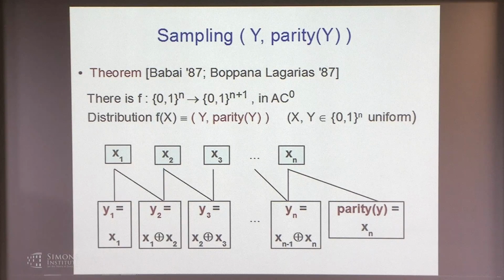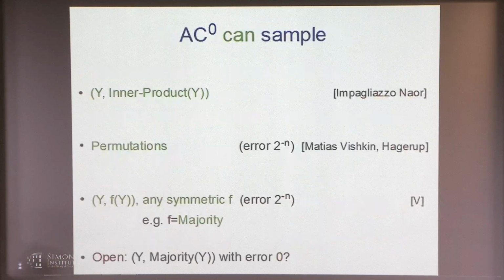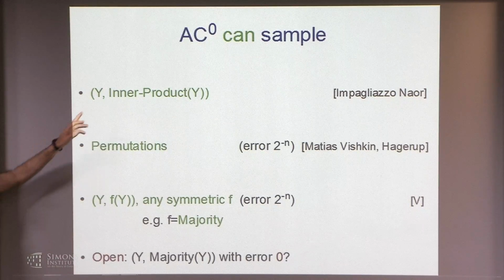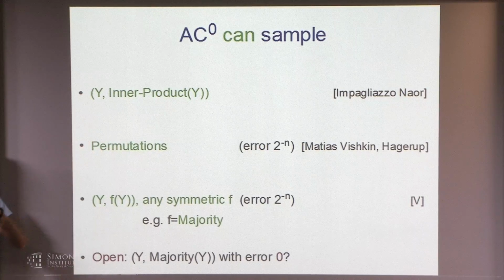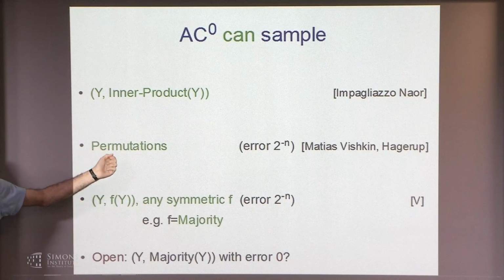And you may think, well, okay, so it's just this thing. Well, actually, you can do a little bit more. In Viola and Lovett, we were able to show that you can even sample y together with the inner product of y. It's a little bit more complicated, although it's a similar idea, so you build on the previous result. Something which I find quite exciting, and it's a very different construction which I'll show you in a second, is that you can sample permutations in AC0.